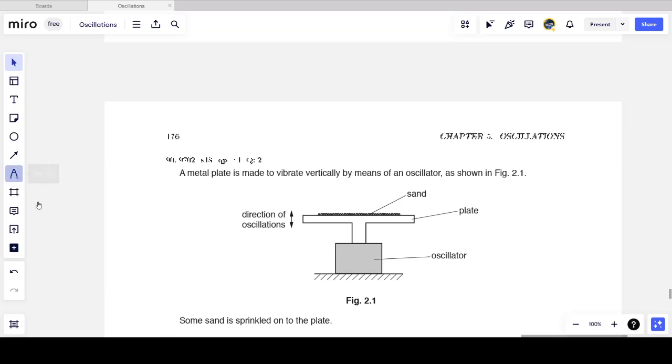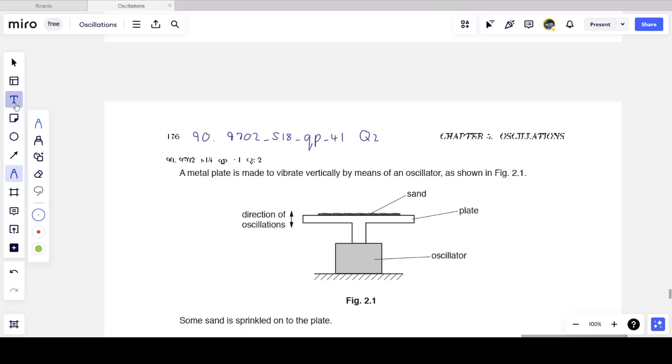Now the last question we are going to do is question number 90. And this question comes from the summer 2018 exam. It's question paper 4, variant 1, and it's question number 2 from that paper.